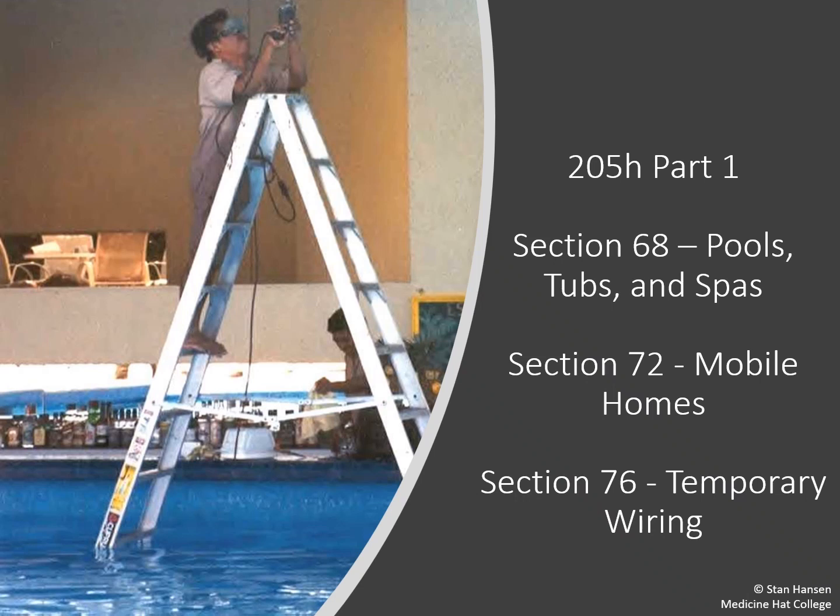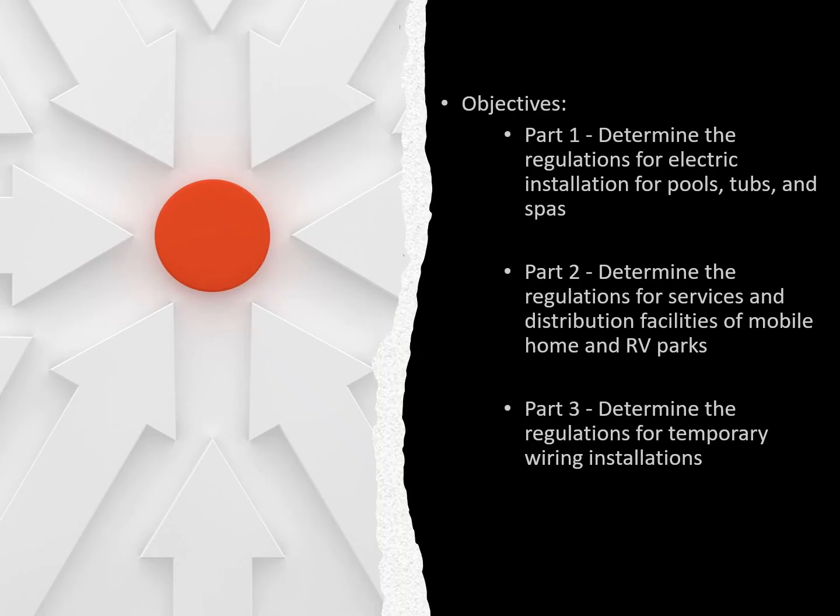In this module, we're going to be looking at three different sections of our code book. Within this module, we do have three different objectives. First, we're going to look at the regulations for electrical installations with pools, tubs, and different types of spas. And then we're going to look at the regulations for our services and distribution equipment for both RV parks and mobile home parks. And lastly, we're going to look at the rules behind doing temporary services for construction sites.